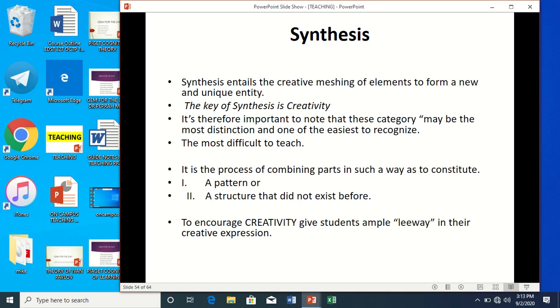It is therefore important to know that this category may be the most distinctive, because it is very easy to recognize. When the child has been able to make something new, you can just look at it and say, wow, this child is creative. So it is the process of combining parts in such a way as to constitute a pattern or a structure that did not exist before.